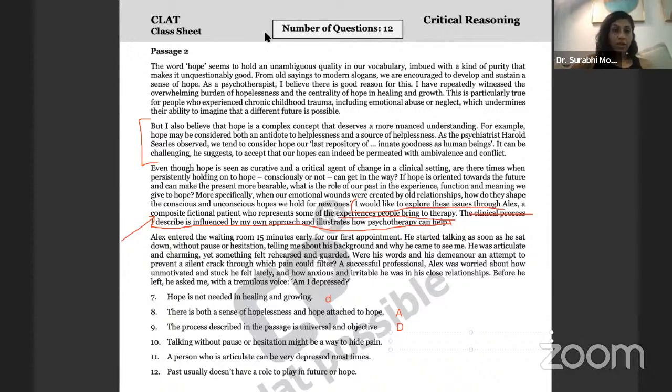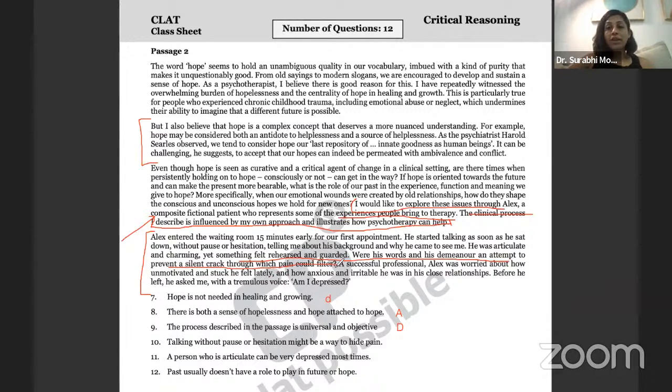So here the author takes you to the last paragraph of a fictional patient, Alex, who comes in and starts talking without pause or hesitation. It's charming, but the author feels that the person is guarded, and these words could be an attempt to prevent a silent crack through which pain could filter.